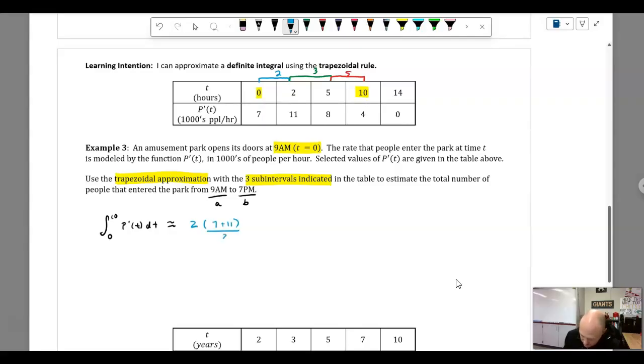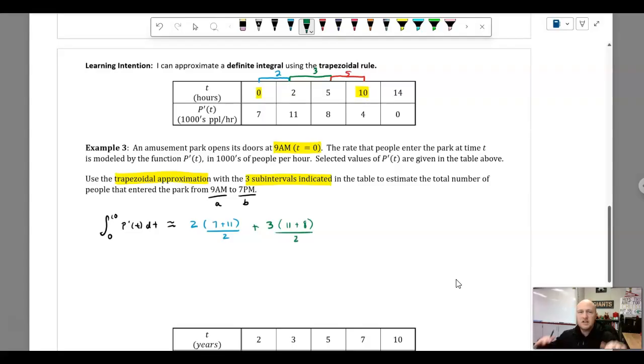We'll go ahead and average that. Bingo! There you go. There's your first subinterval. Then from 2 to 5, for 3 hours, we started with a rate of 11 thousand people per hour coming in, and then we ended at 8,000 people. So we'll average those two rates.